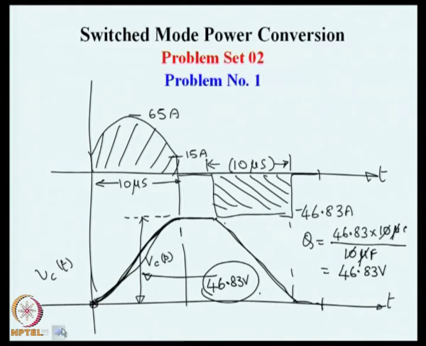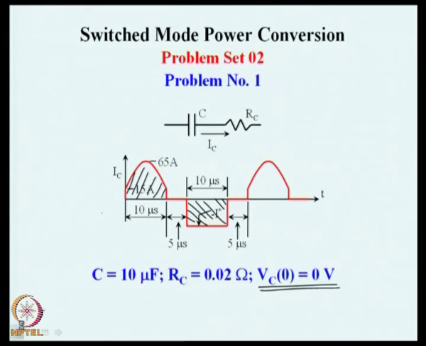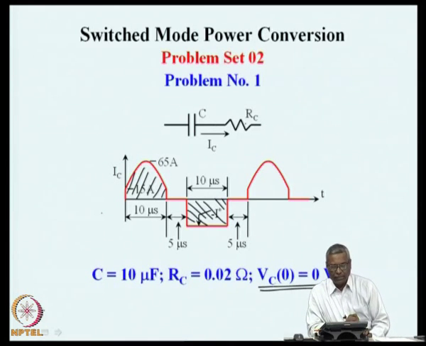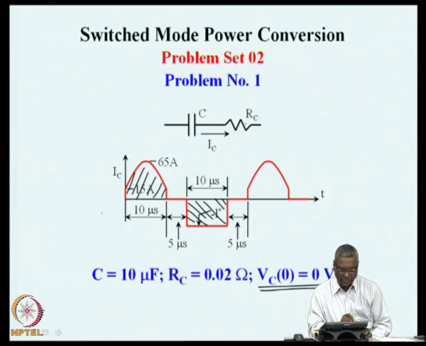So, we might go further and then see what will be the loss in the resistor in this particular capacitor. For that, the current that is flowing in the capacitor will produce loss in the resistor, and I square R is the resistive loss. So, we have to find out the RMS current of this and multiply by this RC, the square of the RMS current.